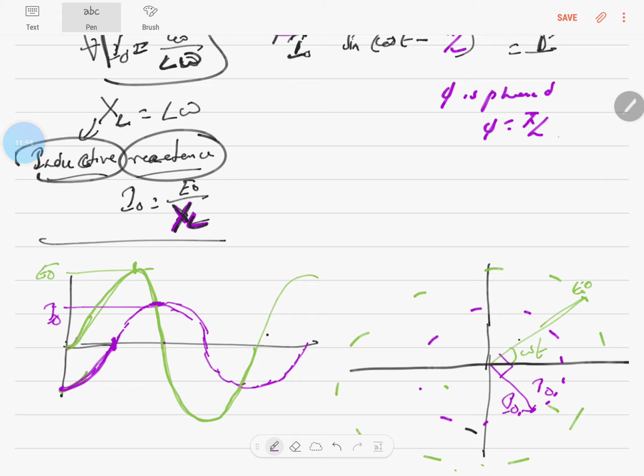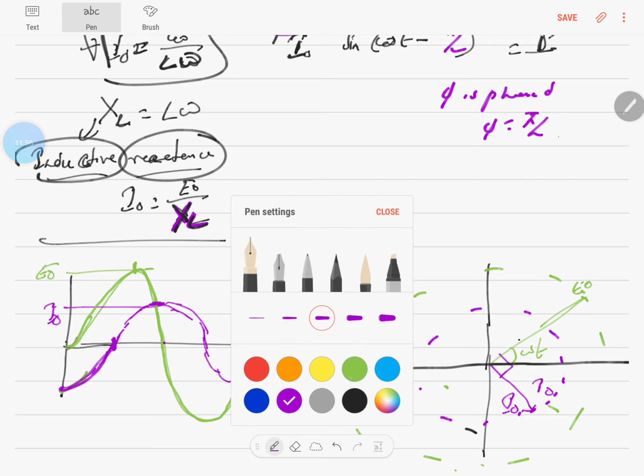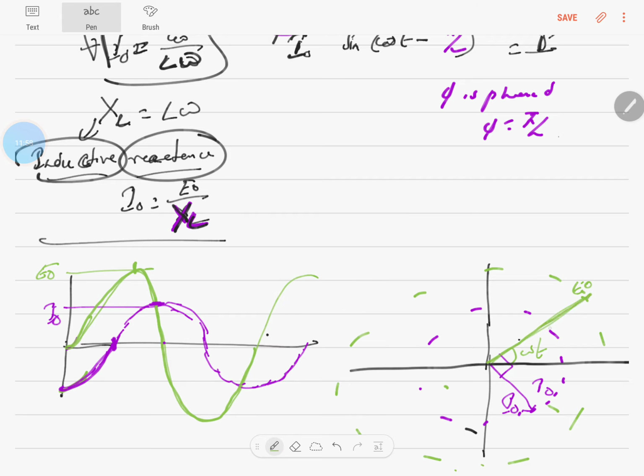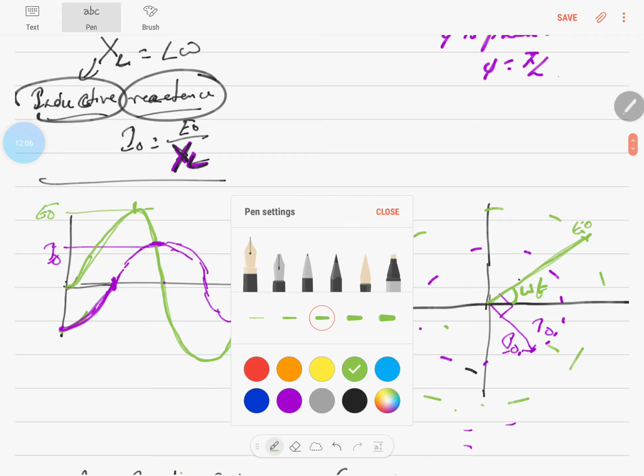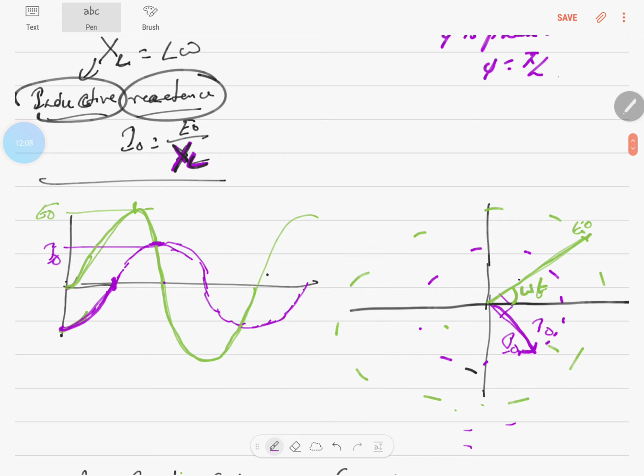And for the phasor diagram, after drawing the x-axis and y-axis, the first thing you do is draw E0, which makes an angle omega t with the x-axis. And the current is lagging behind by 90 degrees. So you draw a current here, which is I0, lagging behind by 90 degrees. And you can complete the circle to represent the phasor diagram so that it looks more beautiful.